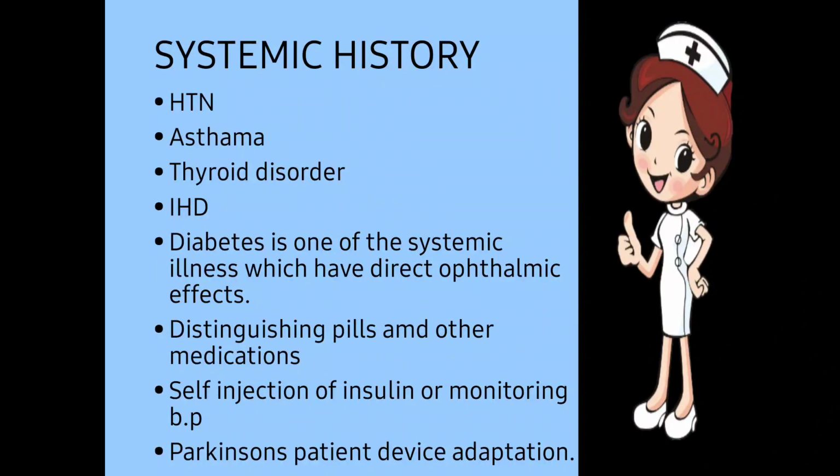Okay, Parkinson's patient device adaptation. Now Parkinson's is a kind of disease in which the hand of a person keeps shaking continuously. So if the patient has Parkinson's disease, then we are supposed to ask the patient whether he or she can adapt any kind of device, or how he or she deals with daily life.